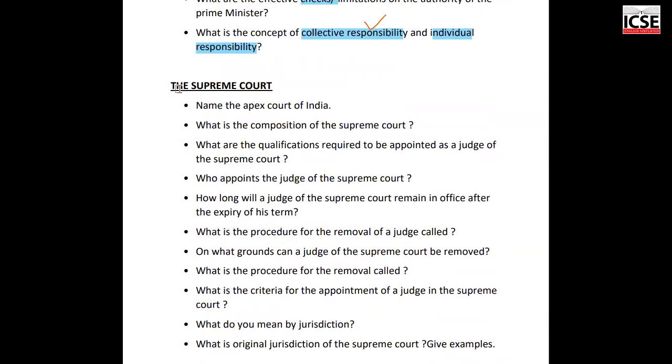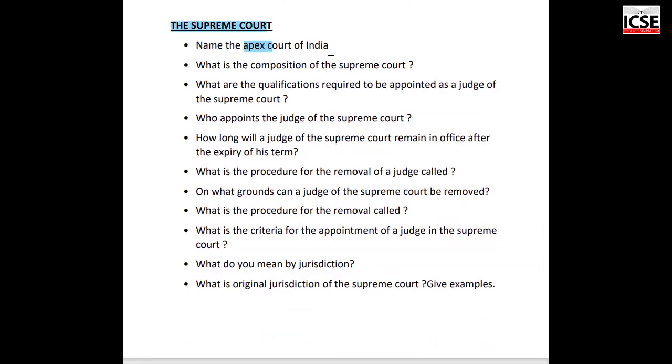Next question is from judiciary. We go to the Supreme Court first. It is the apex court, the topmost court in the country. Name the apex court. It's the Supreme Court. What is the composition of the Supreme Court? It is the Chief Justice of India plus 33 other judges. Who decides the number of judges in the Supreme Court? The Parliament.